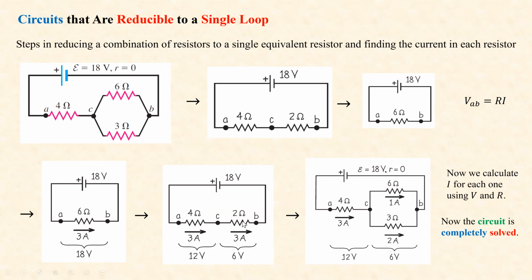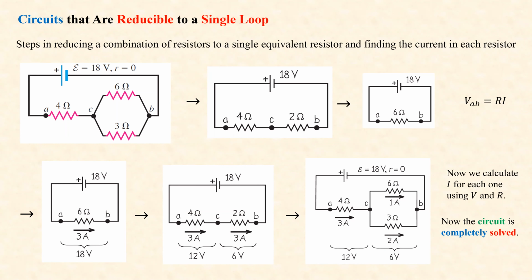And then when we go from here to here, because these two were in parallel and replaced by this one, the potential difference across this is the same as the potential difference across these two. Now we know the potential difference and the currents of all the resistors. So this is basically solving the circuit.